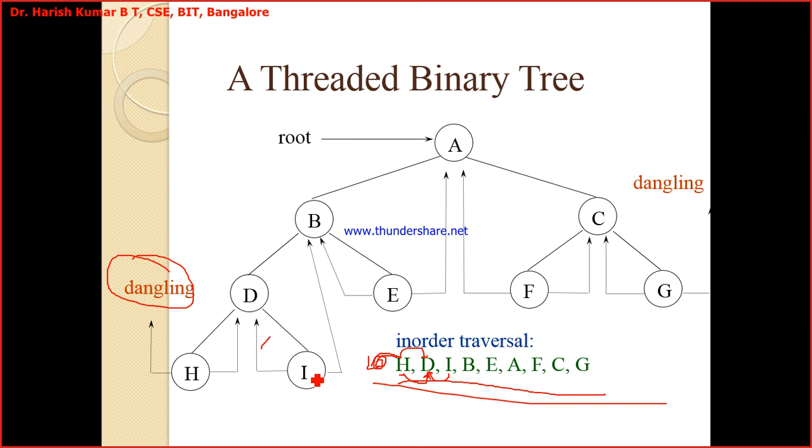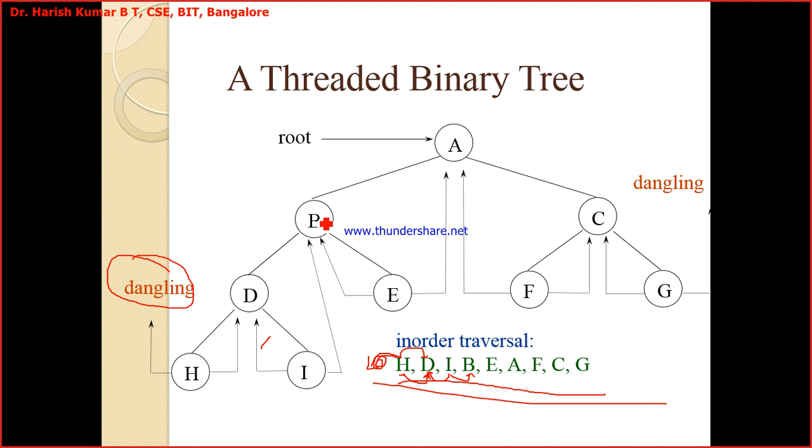Similarly, I check the right link of I. Yes, the right link was also null. Now I look at what comes after I in the in-order traversal. In the in-order traversal, after I comes B. That means instead of storing null, I should store the pointer to B. So the pointer to B is stored and it is pointing to this. Now again I backtrack, I come to node B.